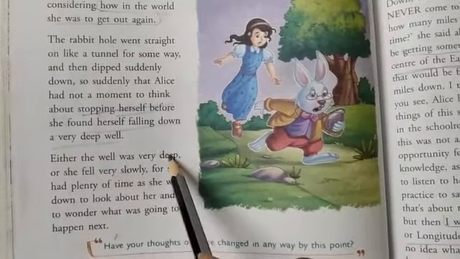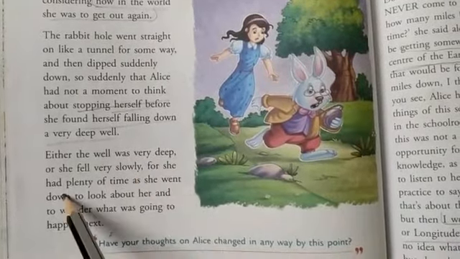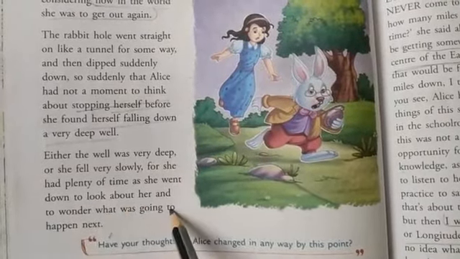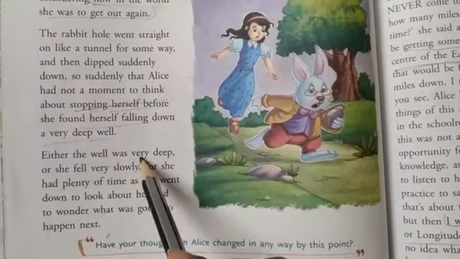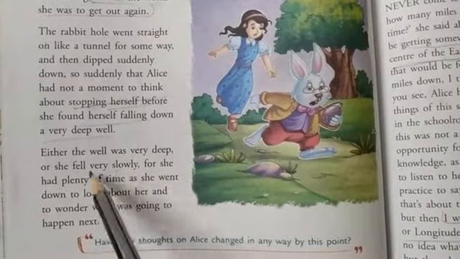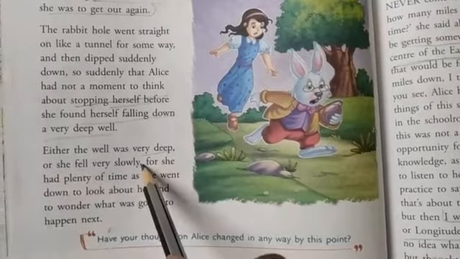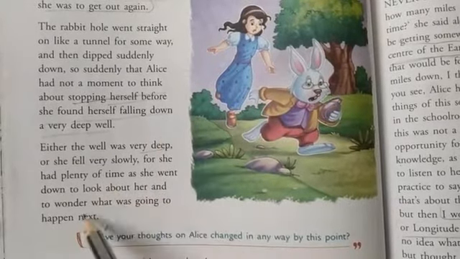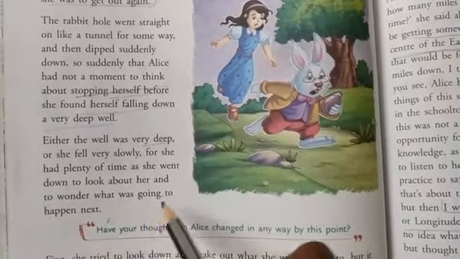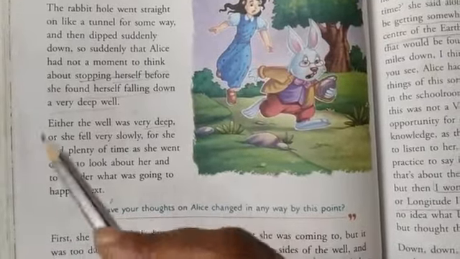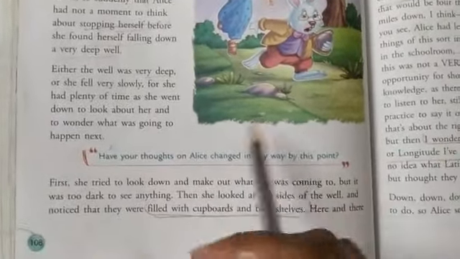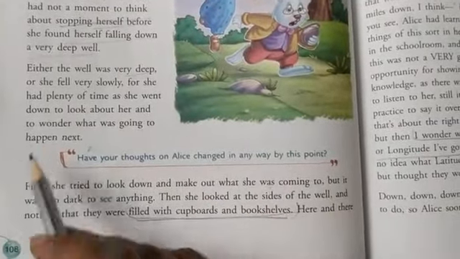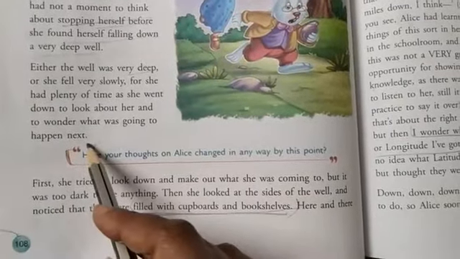Either the well was very deep or she fell very slowly, for she had plenty of time as she went down to look about her and to wonder what was going to happen next. So she thought that either that tunnel was very deep or the time had turned out to be very slow, for she had plenty of time to think and wonder what was going to happen next to her. So these are all things that Alice is thinking.